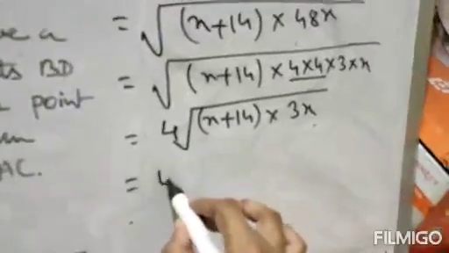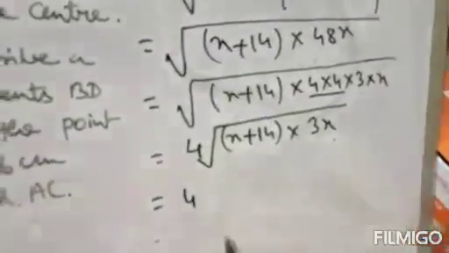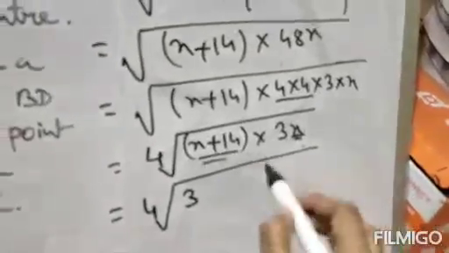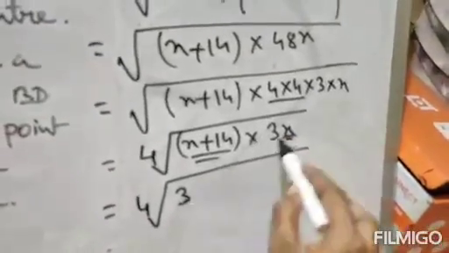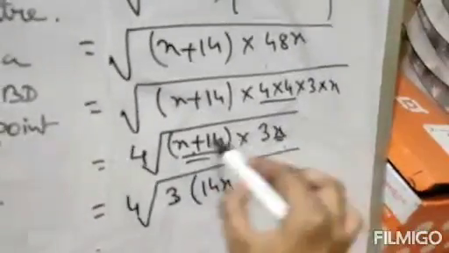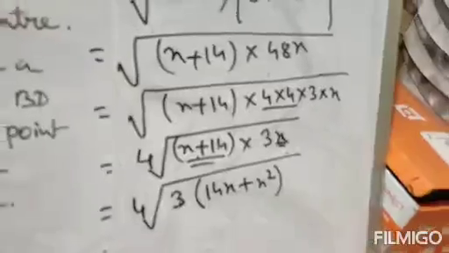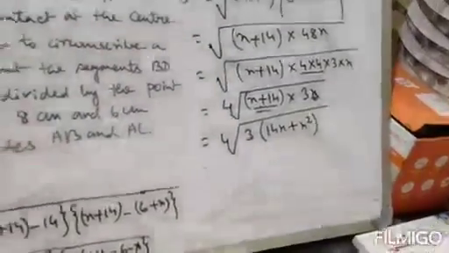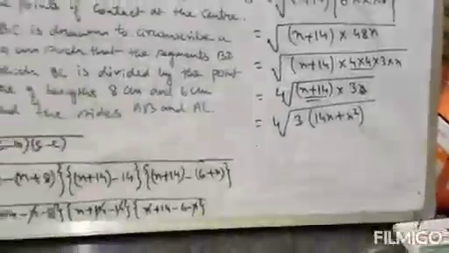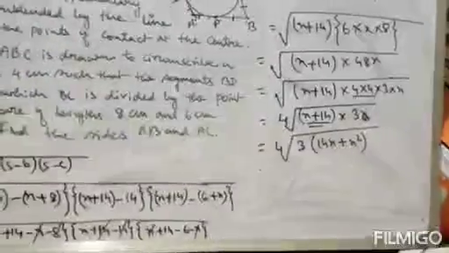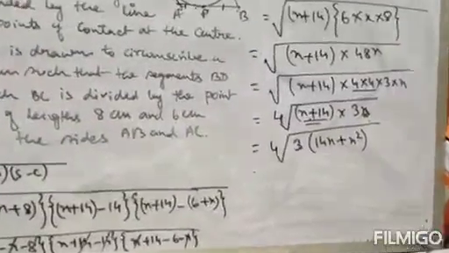Now 4 will be on the outside, it is 3, and multiply x with x plus 14. So x into 14 will be 14x, and x into x, that is x square, and 3 as it is. So 4 root 3 into 14x plus x square is the area of the triangle ABC, clear. So just write the expression, because I am going to erase this part, clear.